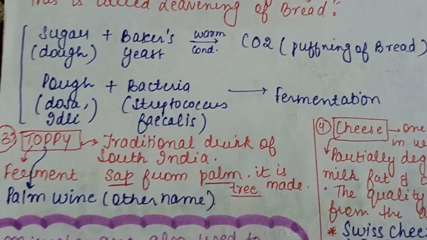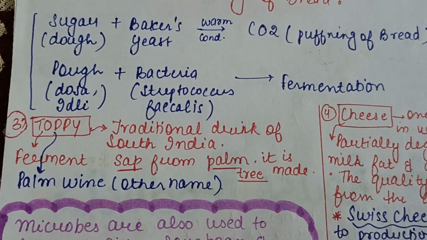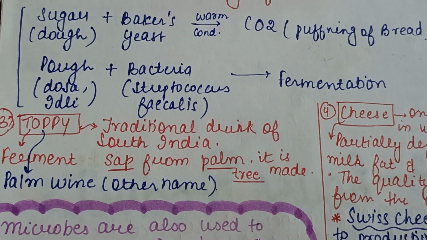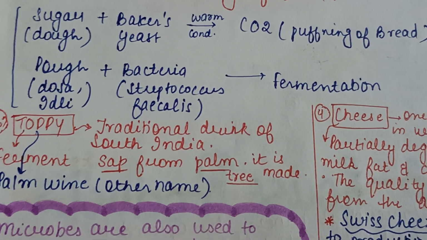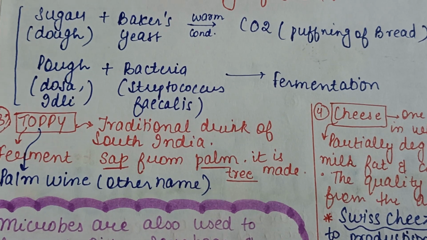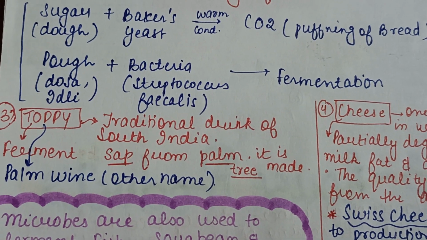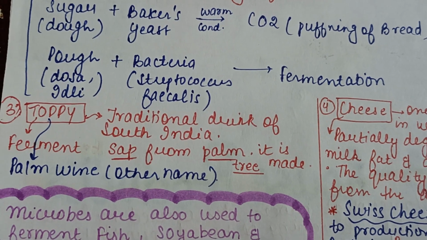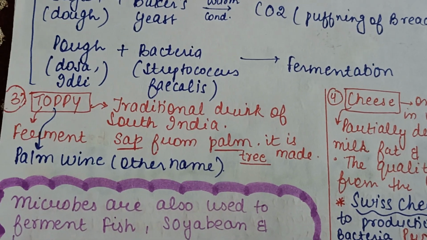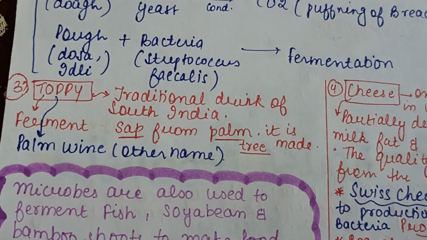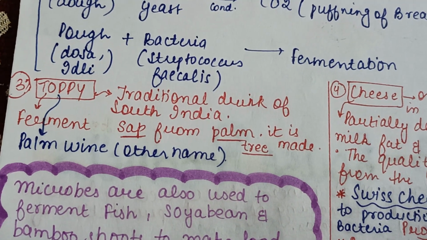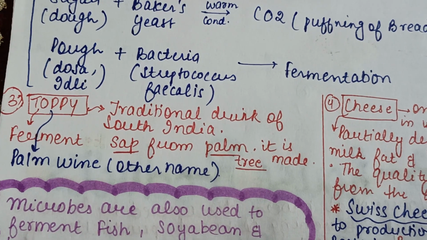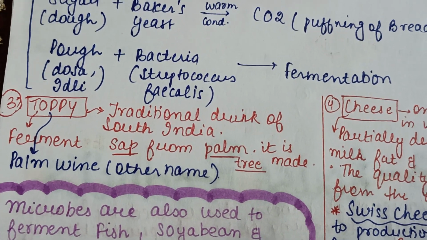If we move further, there is a drink that is traditional in South India. Okay, toddy is a traditional drink of South India. It is fermented from the sap of the palm tree. Toddy is also known as palm wine.